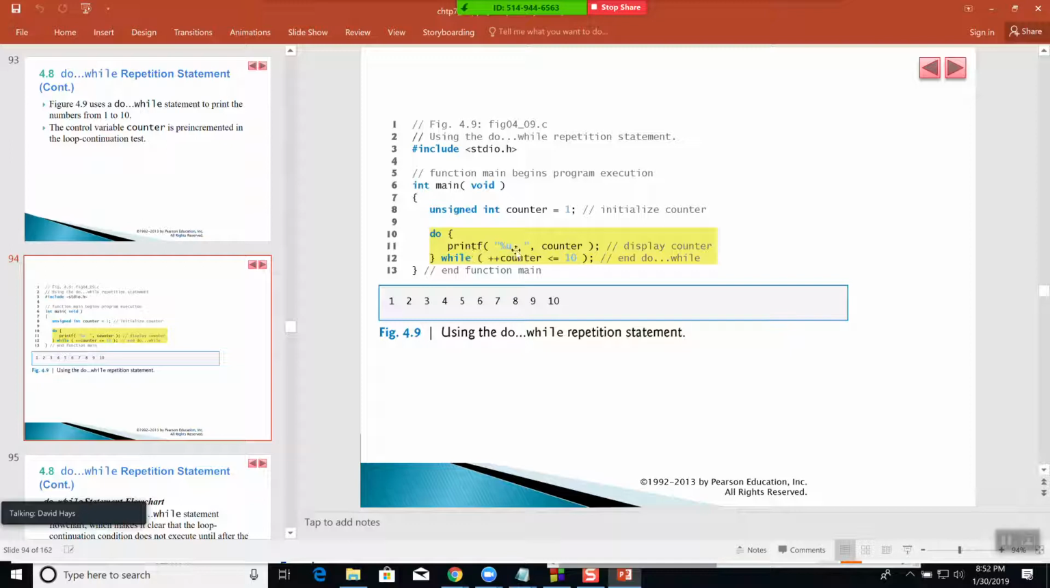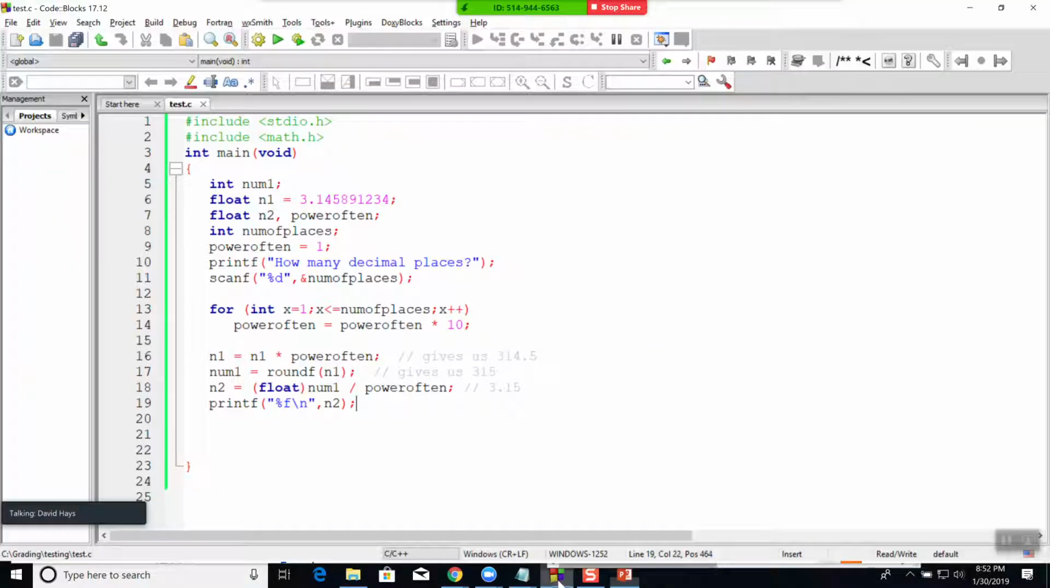It'll do this the first time, and then this plus plus will increase the value of counter, and then it'll do this check. So that's the concept of it: you do it so it at least does it once. Now, have I shown you a lot of examples of printing the numbers 1 through 10 without using the do while?